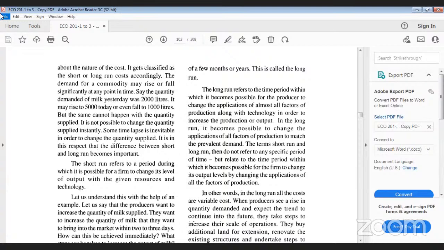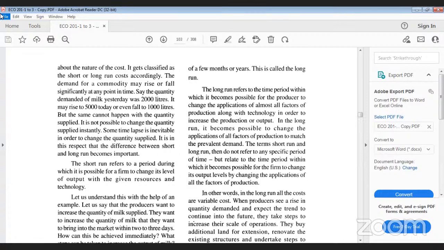Let us say that the producers want to increase the quantity of milk supplied, and they want to bring more milk into the market within 2 to 3 days. How can this be achieved immediately? What about over a few months or years? And this is called the long run.